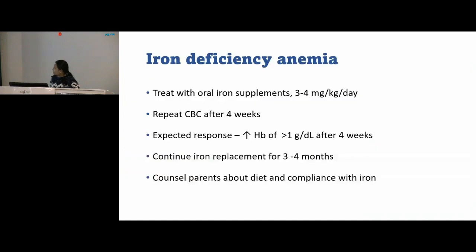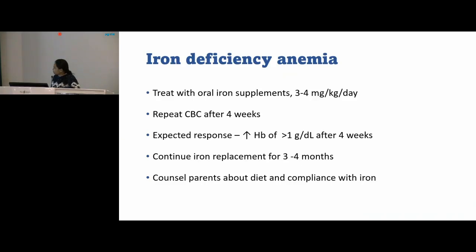So coming to the treatment of iron deficiency, you have to start the child on oral supplements, somewhere around 3 to 4 mg per kg per day. You can repeat a CBC with indices after 4 weeks. Expected response is a hemoglobin increase of more than 1 gram per deciliter after 4 weeks. And usually we have to give iron supplements for 3 to 4 months to build up the stores of the child as well.